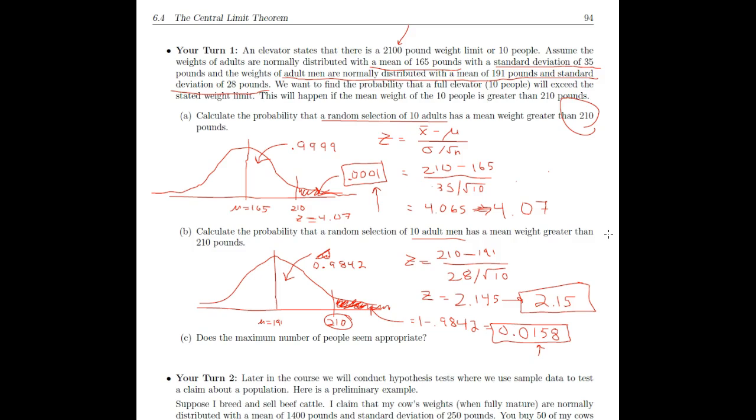Now let's think about it. Is it going to be likely that you're going to have 10 adult men all getting on the elevator together? Yeah, that doesn't seem too unreasonable to me, right? Maybe like a sports team or something like that. There are definitely situations where you could have 10 adult men together, a bachelor party, that all get onto an elevator together. So does the maximum number of people seem appropriate? I would say probably not, because if those 10 people are all men, you could be in trouble here. 1.5% of the time, you're going to go over that weight limit. So that could be a problem.